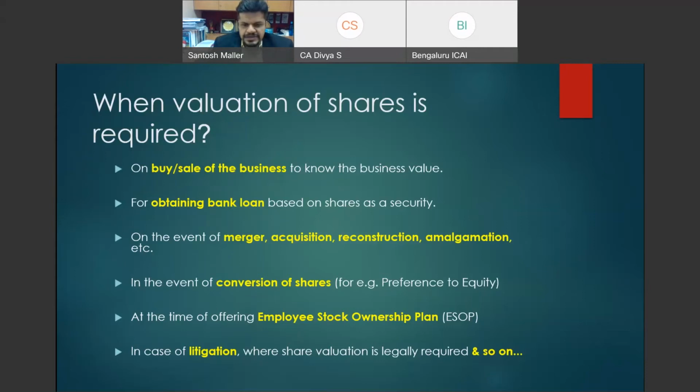Second is acquisition. When there is an acquisition, so for example, if one company is taking over the business of another company, or one company is taking over the shares of another company, there is an acquisition. In that case, also to determine the consideration, you will have to determine the value of the shares of the acquired company, of the target company, and that forms the basis of the consideration that will be passed on to the earlier shareholders or the owners of that business.